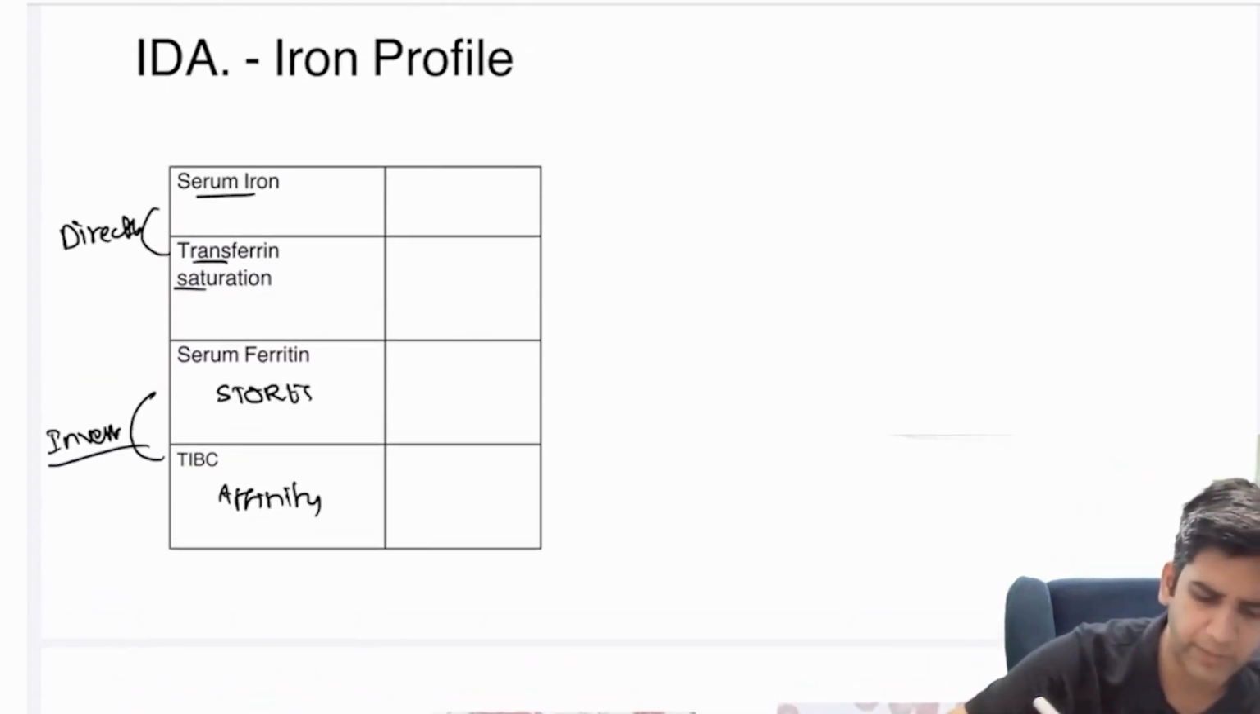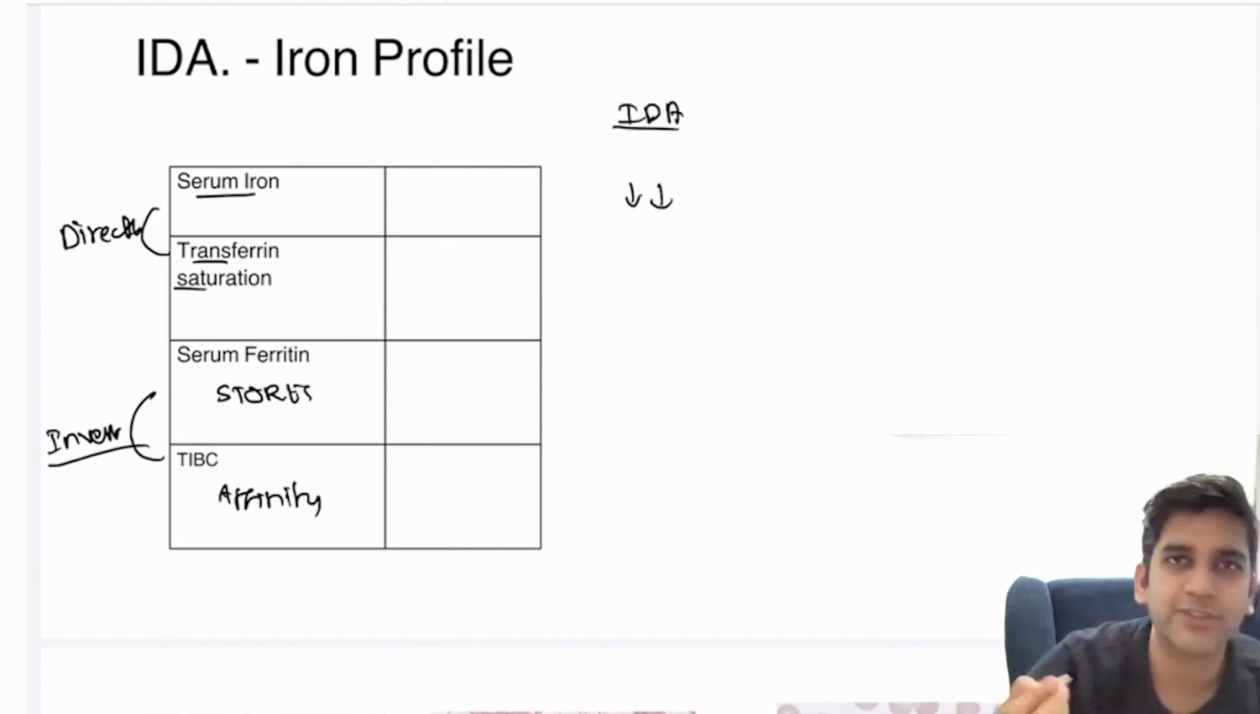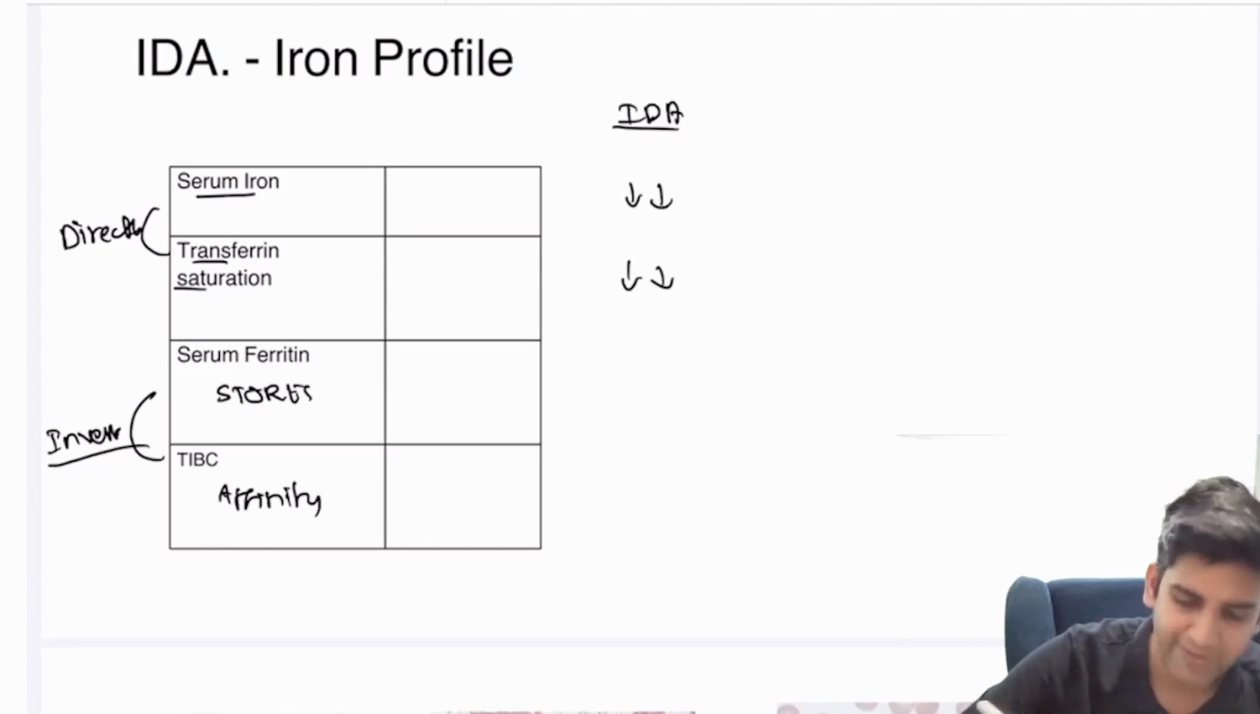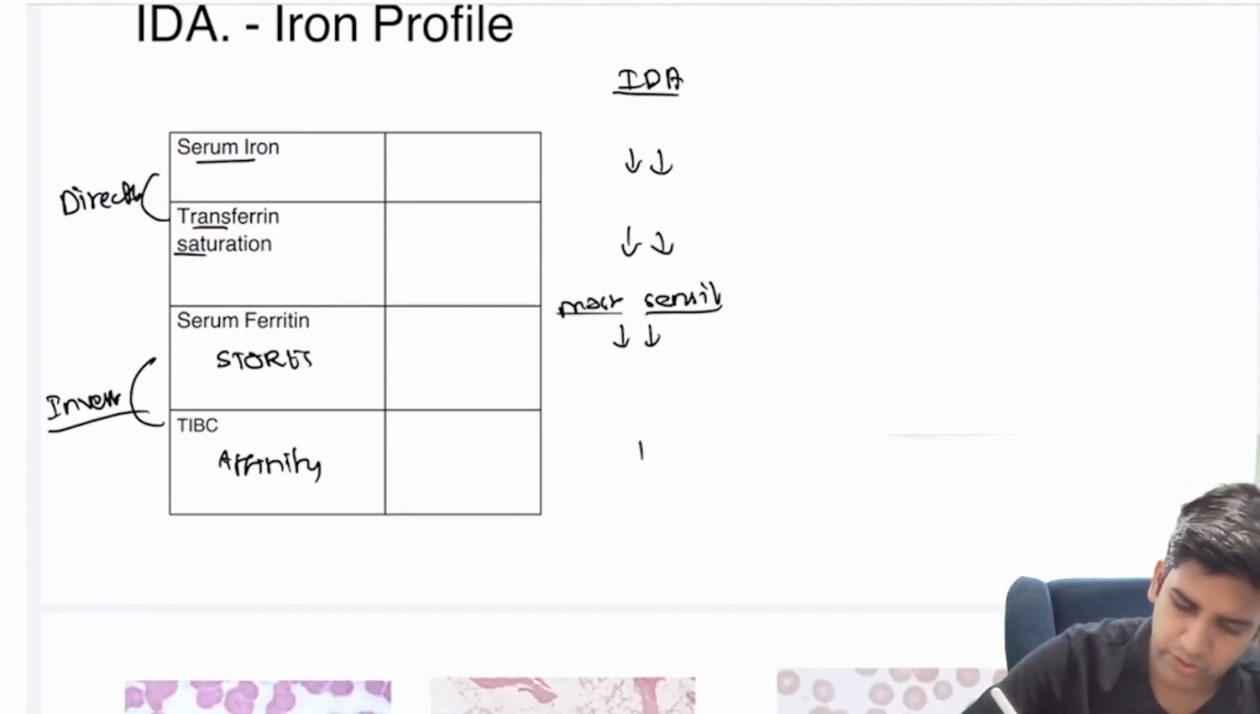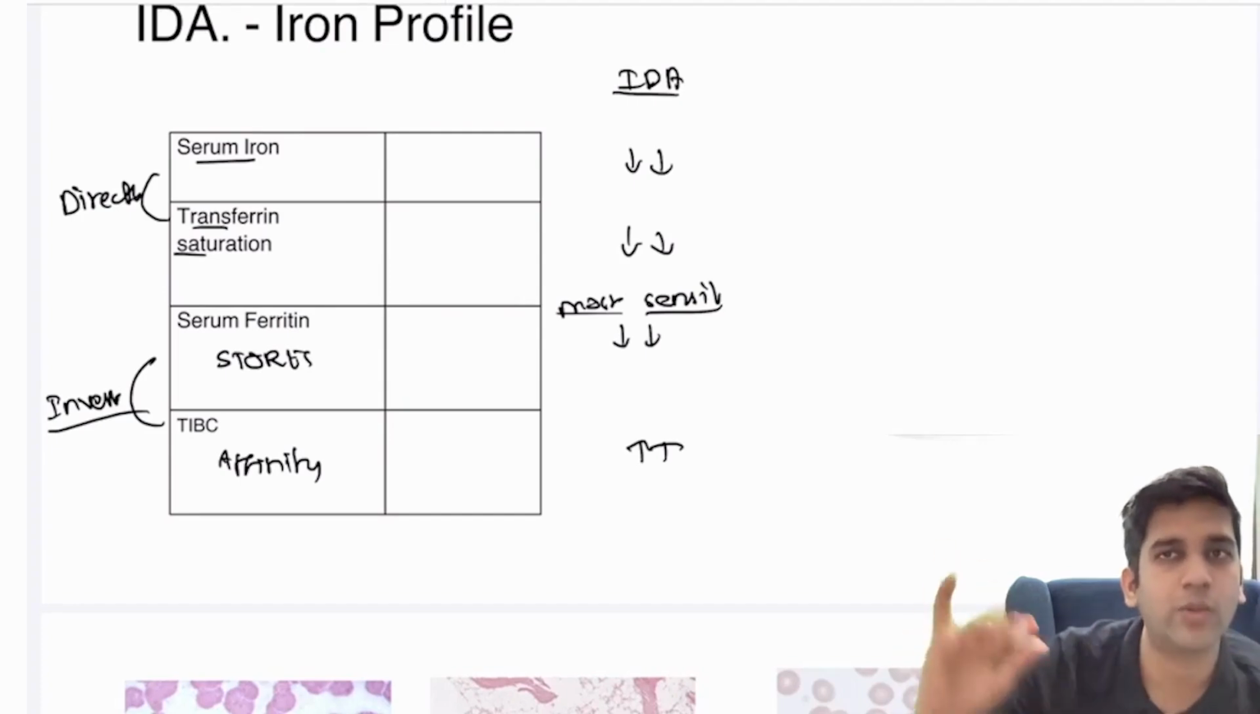Let's take iron deficiency anemia. Let's compare a couple of them here. Less iron, not rocket science, reduced. What will happen to ferritin? That's the most sensitive test for iron deficiency anemia. Stores have to be reduced, right? Reduced, so TIBC elevated. No doubt at all.